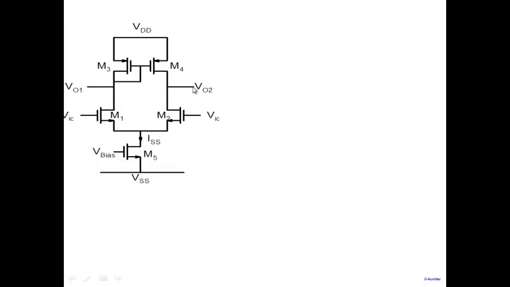So the way we do it is the way you've been doing some of the proofs in your school days, by contradiction. Okay, so we'll assume that the two are not equal. So if the two are not equal, one way of saying it is, let me assume that V01 is larger than V02. Okay, so if V01 is larger than V02, focus on M3 and M4.